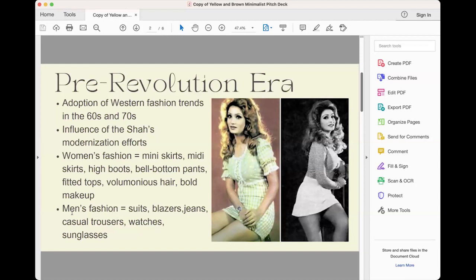It was a statement of modernity and a testament to Iran's openness to global influences. It reflected a desire for social change and highlighted the socioeconomic divide, with such Western-inspired lifestyles predominantly accessible to the urban middle and upper class.